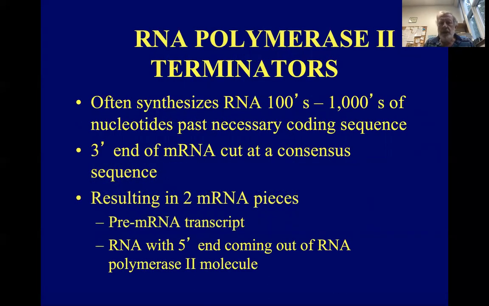Then RNA polymerase 2 often synthesizes RNA from hundreds or thousands of nucleotides past the coding sequence. And the 3' end of the mRNA is cut at a consensus sequence. And we've got 2 pieces of RNA that result from this process: the pre-messenger RNA transcript, and the RNA with the 5' end coming out of the RNA polymerase 2 molecule.